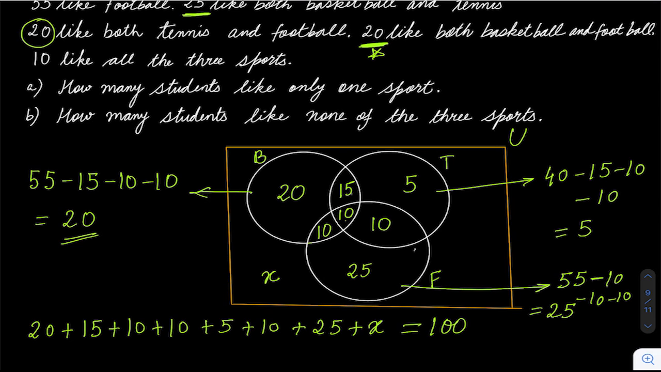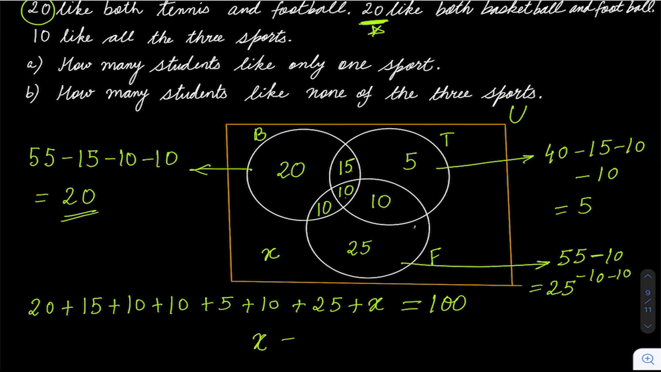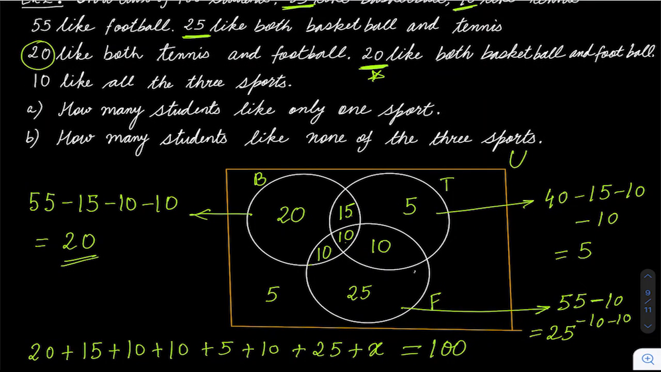So that is 7 numbers: 1, 2, 3, 4, 5, 6, 7, plus x. Let's add this. What we are getting? 35, 45, 55, 60, 70, 95. So x is nothing but 100 minus 95, that is 5 only. So this value is 5. This is how our Venn diagram is now complete.